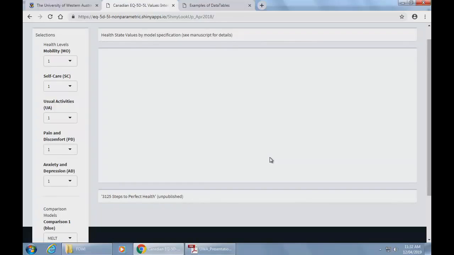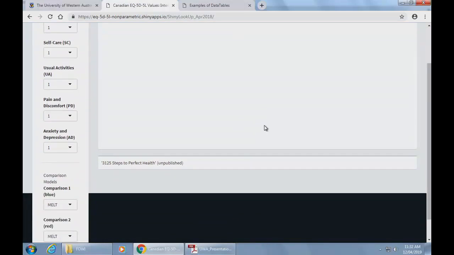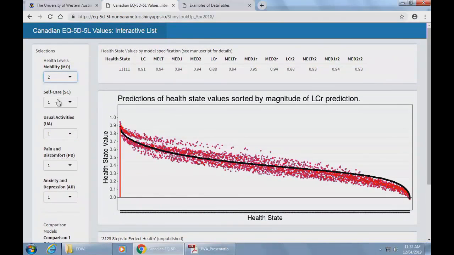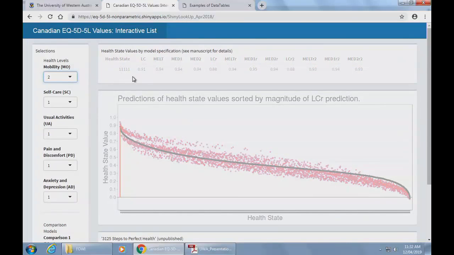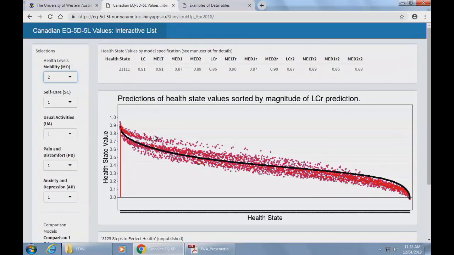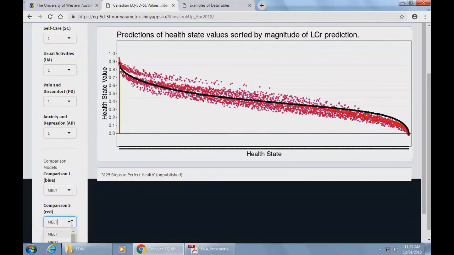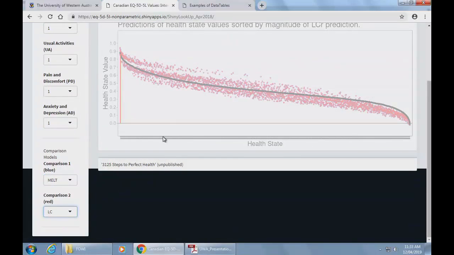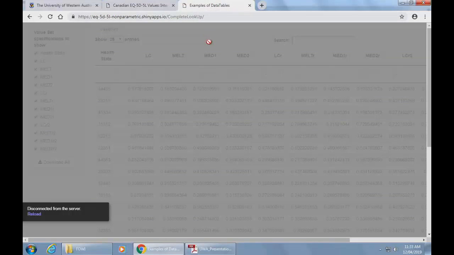But here, what I've done is plot all of the health states using an R Shiny package. This is the predictions of the health state values, all 3,125, and they're sorted by the magnitude of the best performing model. That's why there's this smooth black line, and I've allowed users to specify, when we look at a different health state, say 2, 1, 1, 1, 1, here are the estimates from all of those models, and here's the location of that health state. And then I can change what models I want to compare. So if I compare that MELT model to, say, the LC model, I can compare two at the same time even.